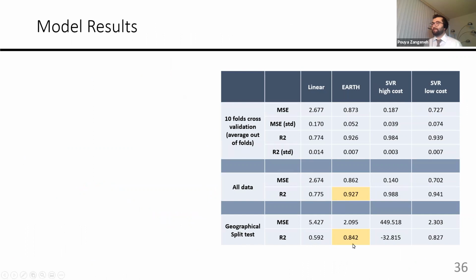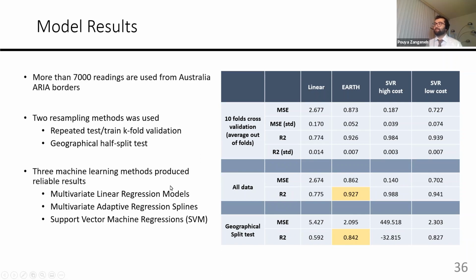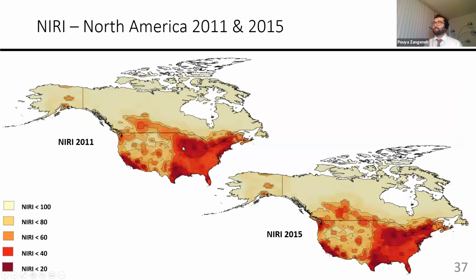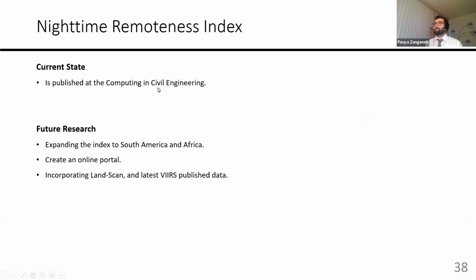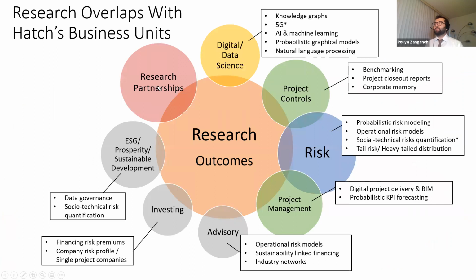For the geographical split test, we got about 84% coefficient of determination. We did the same thing for North America, and we also checked the correlation for Canada and the Canadian remoteness index, for which we got about 84% correlation. And this is again one of the ways that we are trying to objectify some of those inputs to our socio-technical risk model. So I would pass this one.